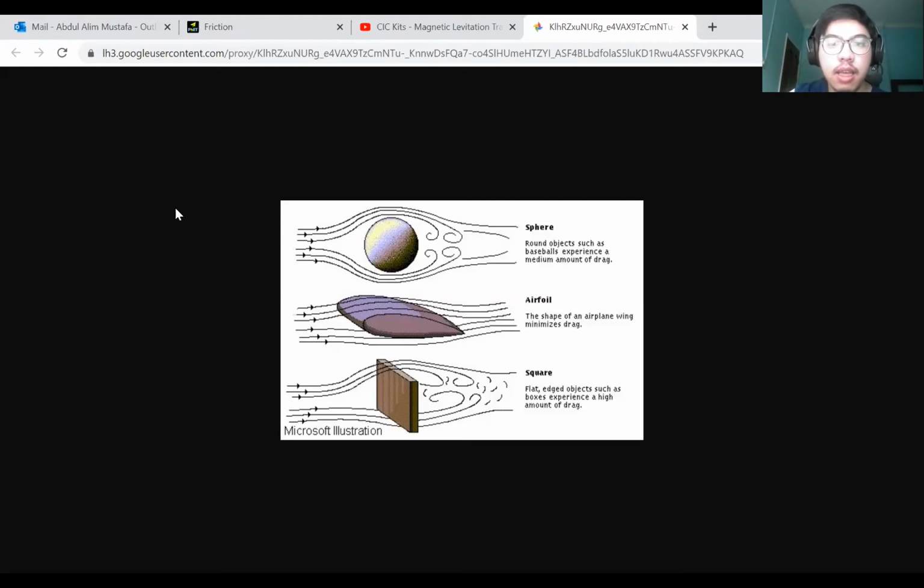These are some of the examples here in the picture. The circle here is quite streamlined, but it's not as streamlined as this shape here, this teardrop or aerofoil shape. The square here is not as streamlined because it doesn't cut air quite as smoothly as the sphere and the airfoil. So these are examples of streamlining in action.